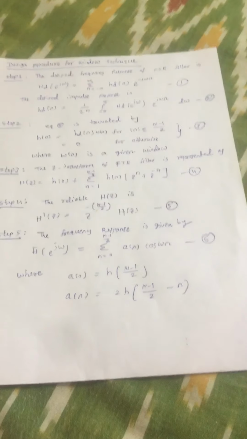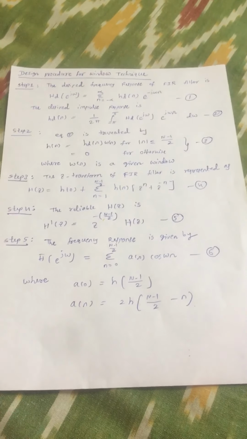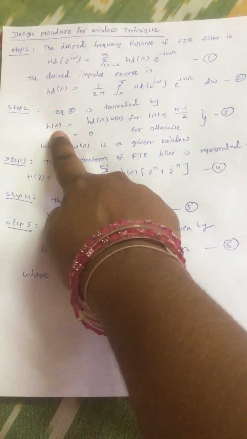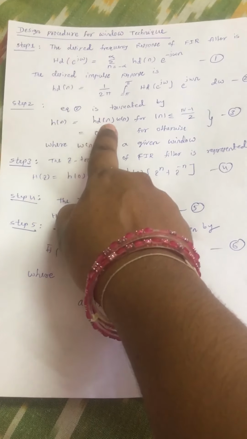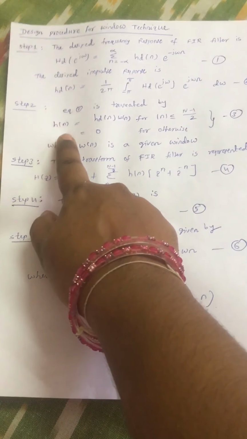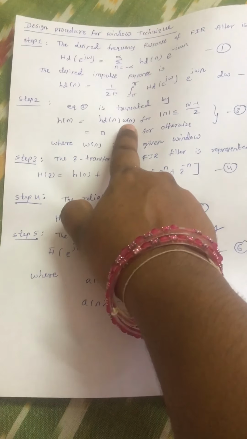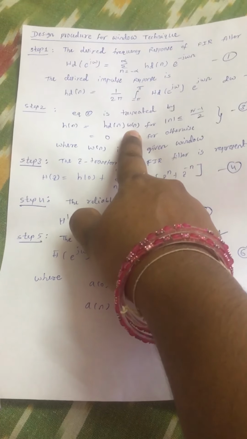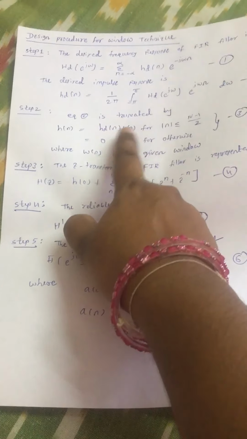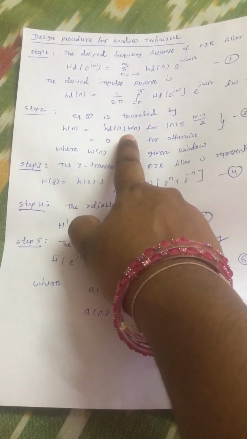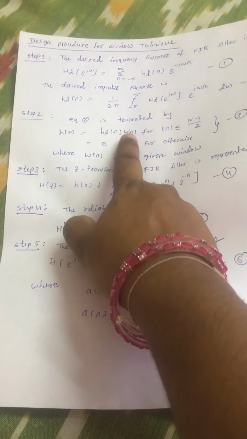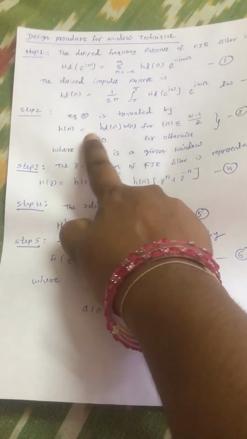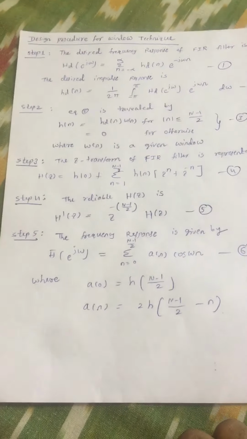This is about Windows technique. Same as Fourier series method only. Only one difference is here: in Fourier series method h of n equal to hd of n, but in window technique h of n equal to hd of n into w of n. Why? Because we are multiplying one infinite sequence into a finite sequence. That is nothing but window technique. In the Fourier series we are not mentioning w of n. In Windows technique we are mentioning about w of n. Only the difference. Remaining steps, all the steps are same as Fourier series only.